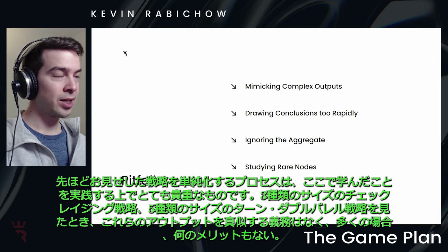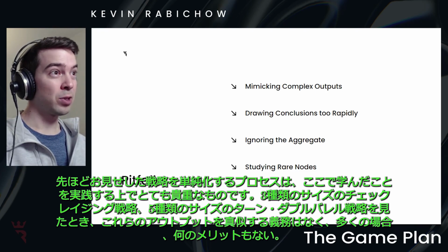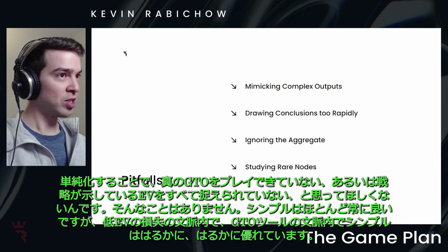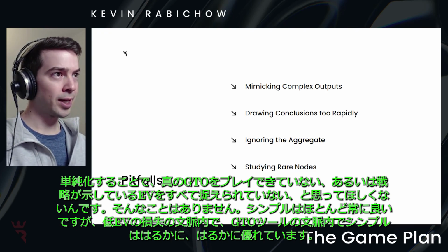So when you see a check raising strategy with 3 different sizes, when you see a turn double barrel strategy with 5 different sizes, there is no obligation and there is very often no upside to trying to mimic those outputs. And by simplifying, I don't want anyone to think that they are failing to play true GTO or failing to capture all of the EV that the strategy is showing.